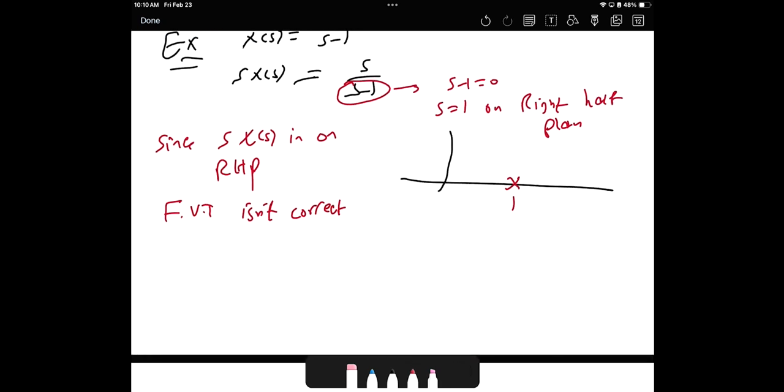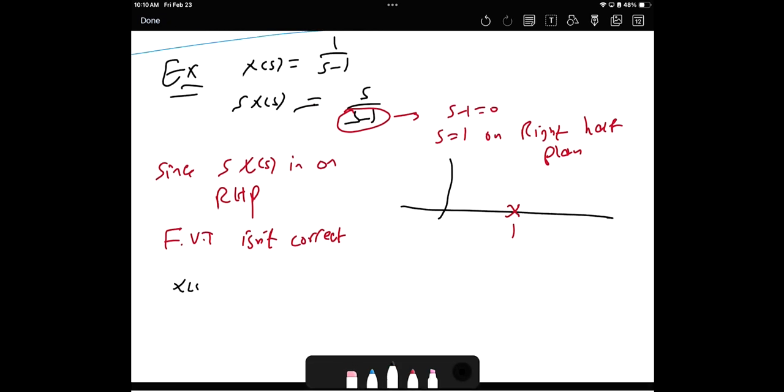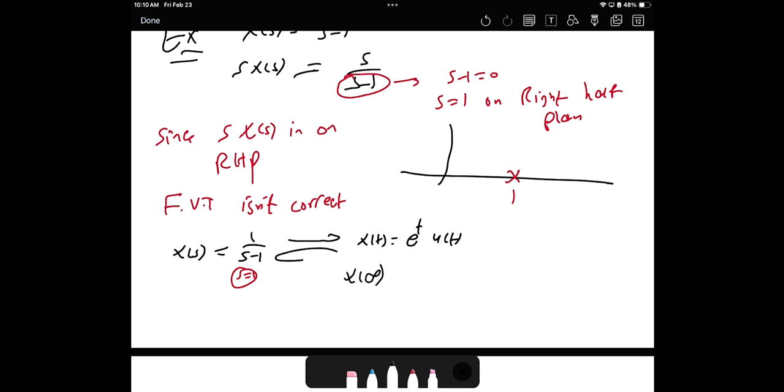Okay, how can I validate this? We have X of s as 1 over s minus 1. Convert this to time: x of t equals e to the power t times u of t, e to the positive t, because here s equals 1. Now let's find the limit. X of infinity equals the limit of x of t as t goes to infinity, which is e to the power infinity. E to the infinity is infinity, right?